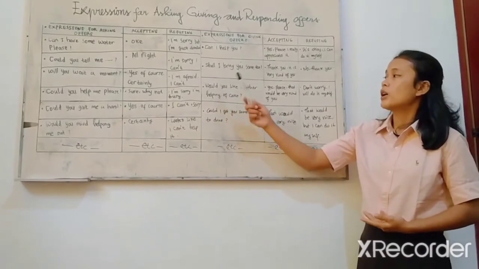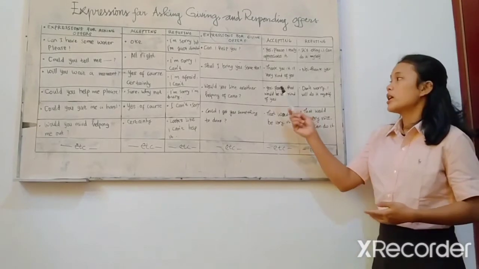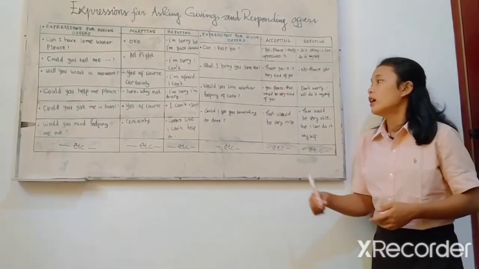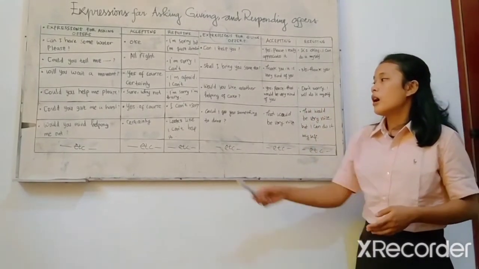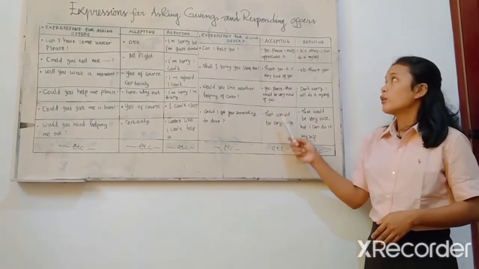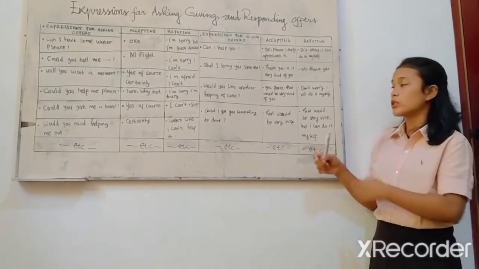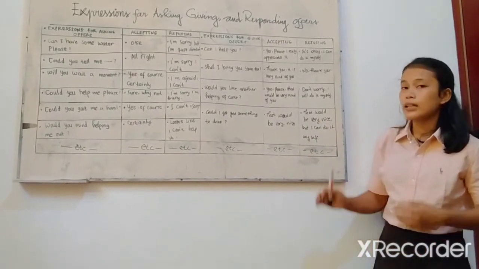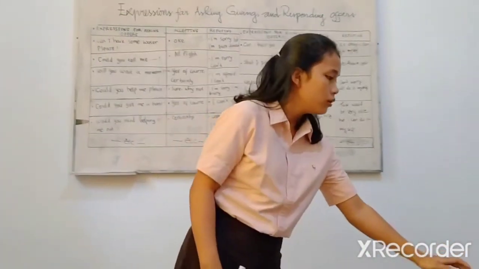The third sentence, would you like another helping of cake? We can accept with, yes, please, that would be very kind of you. And we can refuse with, don't worry, I will do it myself. And then the last, could I get you something to drink? We can accept with, that would be very nice. Or we can refuse with, that would be very nice, but I can do it myself. And etc.